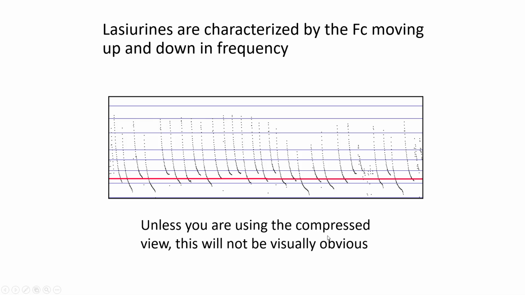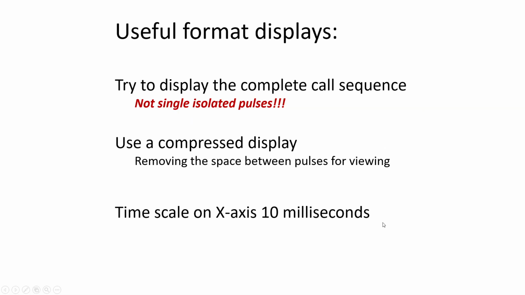Unless you're using the compressed view, this will not be obvious. So try not to display single isolated pulses. It's important that you display complete sequences. Use compressed displays to remove the empty space for viewing, and also use a time scale of about 10 milliseconds.